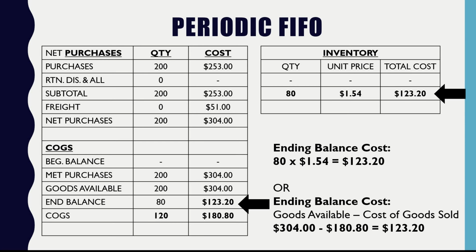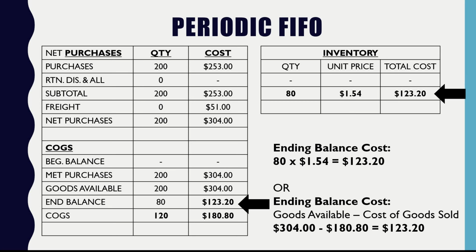Another quick and easier way, if you have multiple batches of inventory, is that if you know the formula for calculating the cost of goods sold, you can flip that formula over. In this case, ending inventory or ending balance can be determined by your total cost of goods available minus the cost of goods sold.